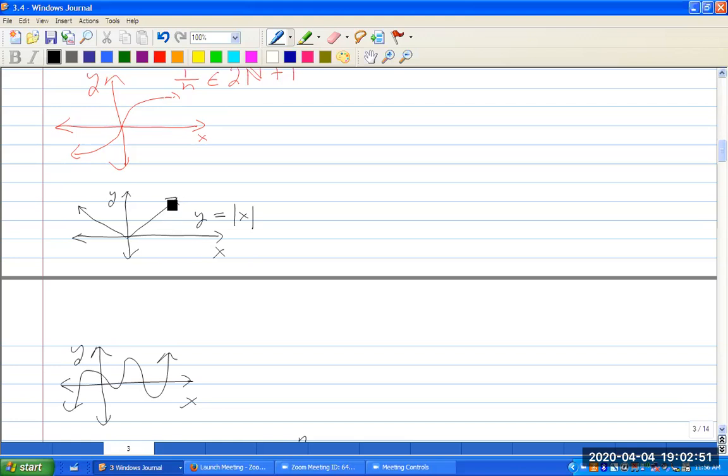In addition to that, the absolute value. So the absolute value just looks like this line in the first quadrant and this other line in the second quadrant. So it looks like y equals x in the first quadrant and y equals negative x in the second quadrant.